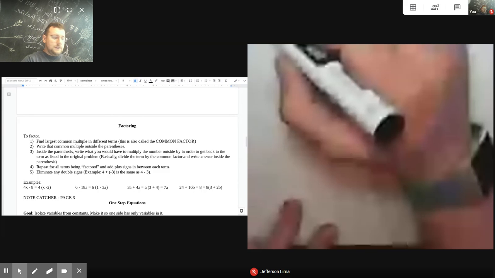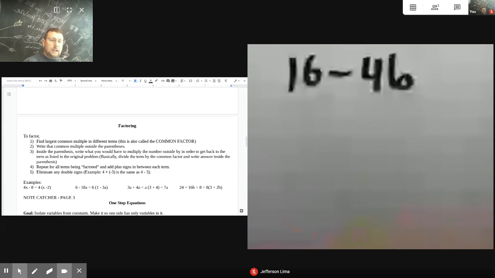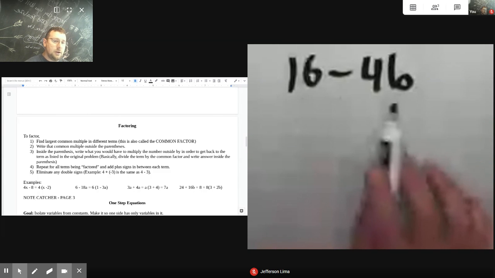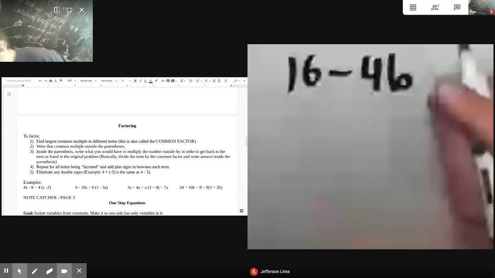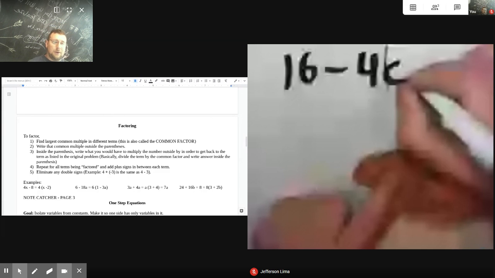Let's see, 16 minus 4b. And then you realize there is something that can be divided out of both these numbers, that they have in common. This is a b, not a 6. I might have changed the letter. My handwriting is suffering today. I'm going to put c, okay, so there's no confusion about what that is.